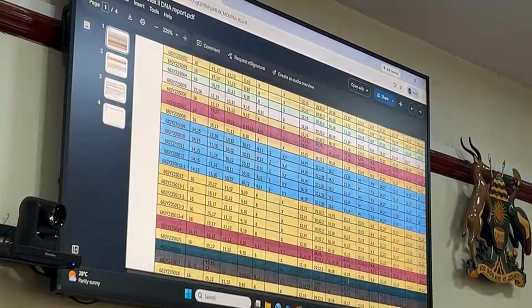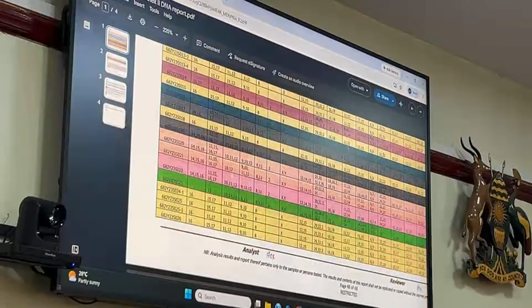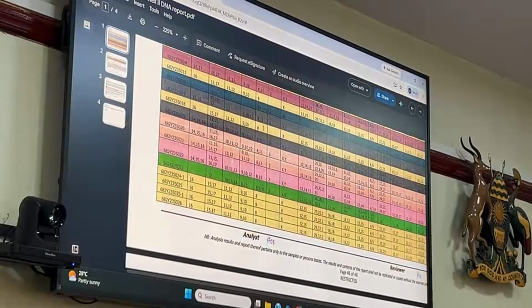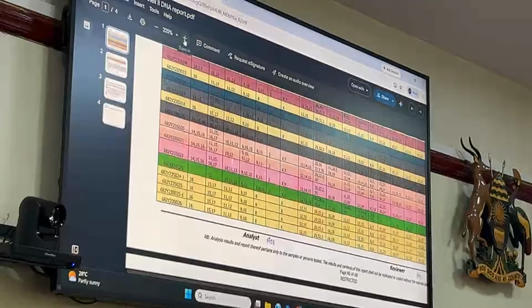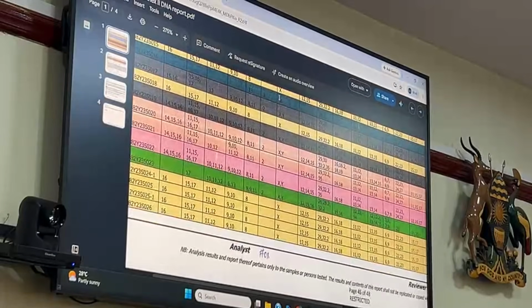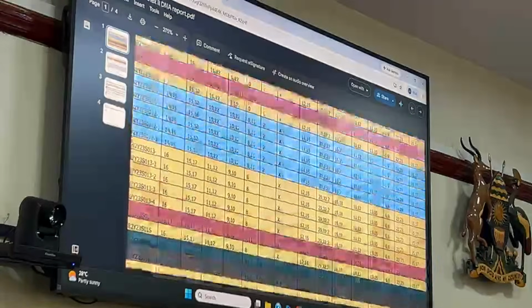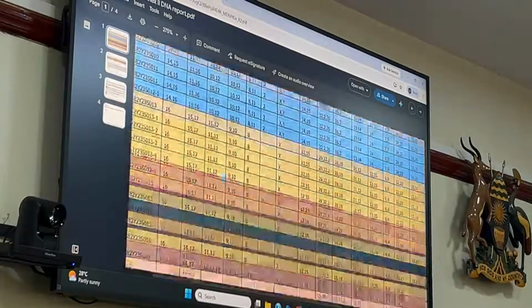FGA. Everyone can see, a bit. The colour doesn't help. So it's this area here. This is FGA. And so we have a 25.